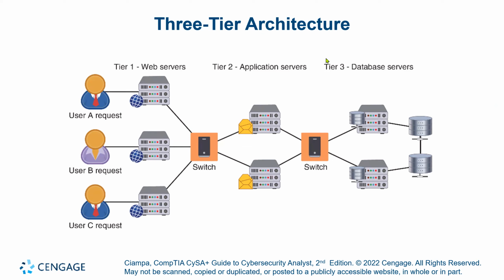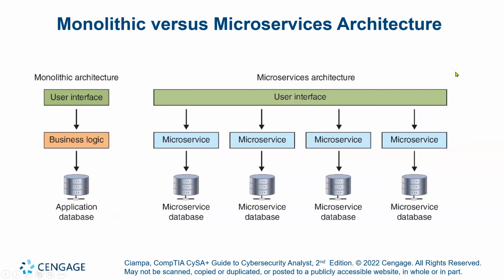Okay, 3-tier architecture. So tier 1 has your web server, tier 2 your application server, and tier 3 is your database servers. Monolithic versus microservices architecture. So monolithic is out here on the end. It's user interface. You see that, and it goes to business logic. Then it goes down to your application database.